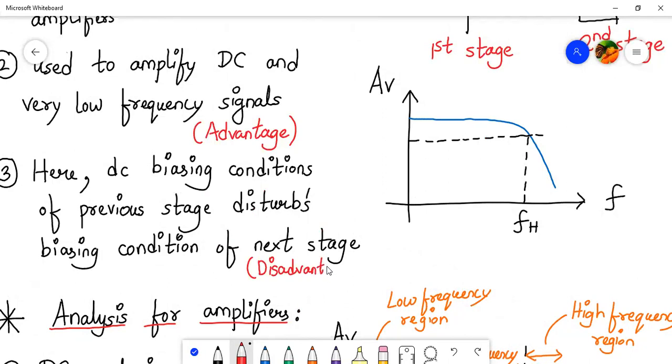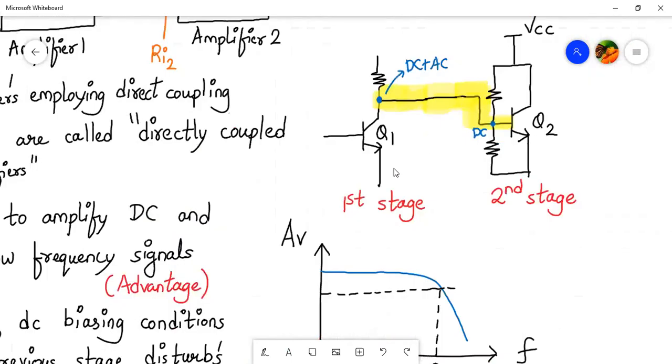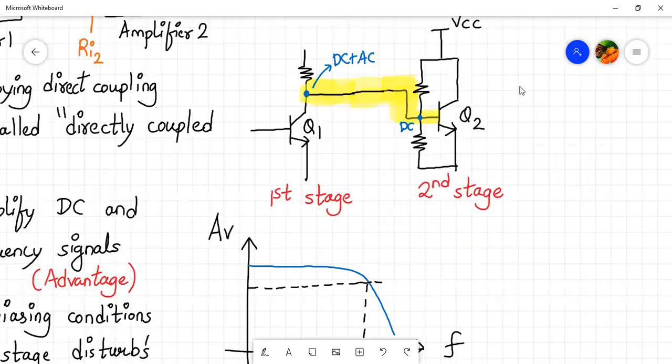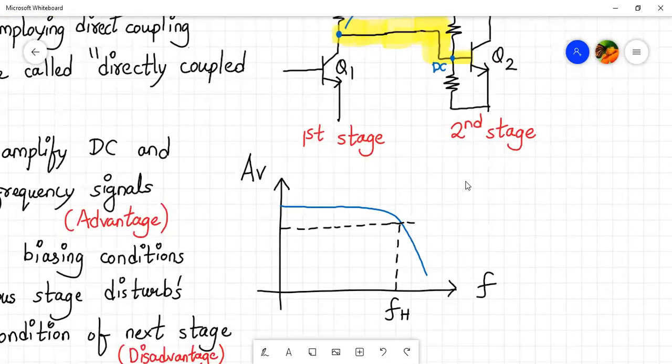Okay. So you should be aware that the direct coupling will have this disadvantage, that your first stage DC conditions will affect the second stage DC conditions. Fine. So you have to take care of it. Yeah. So now let's proceed forward.